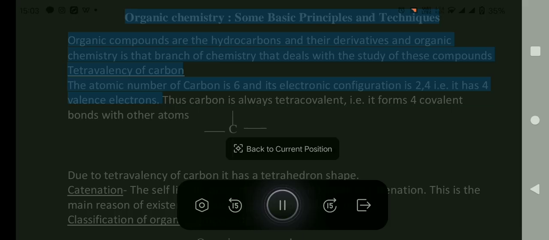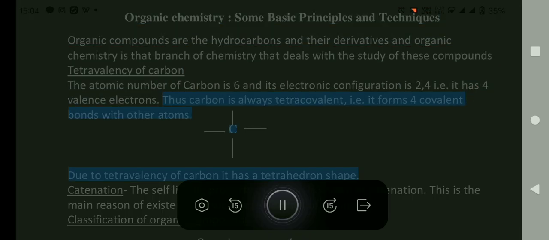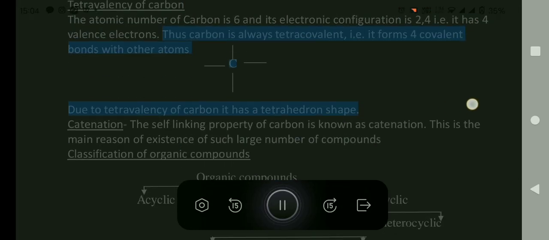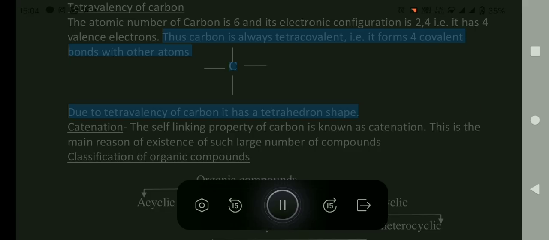Tetravalency of carbon. The atomic number of carbon is 6 and its electronic configuration is 2, 4, i.e. it has 4 valence electrons. Thus carbon is always tetracovalent, i.e. it forms 4 covalent bonds with other atoms. Due to tetravalency of carbon it has a tetrahedral shape.